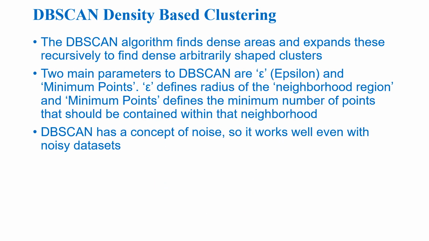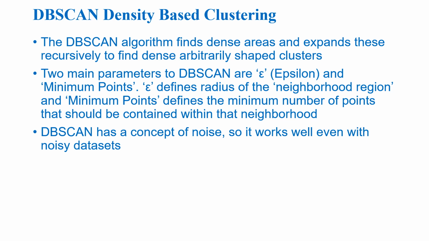Okay, DBSCAN density-based clustering. The DBSCAN algorithm finds dense areas and it spans these recursively to find dense, arbitrary shaped clusters. The 2 main parameters to DBSCAN are epsilon, and that's basically when you have a core point that you start with, the distance you go out from the center of that core point, kind of put a circle around it, to that distance or radius. And that's where you're going to look for other points.